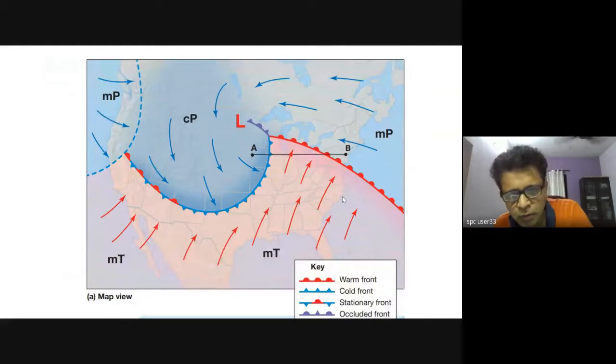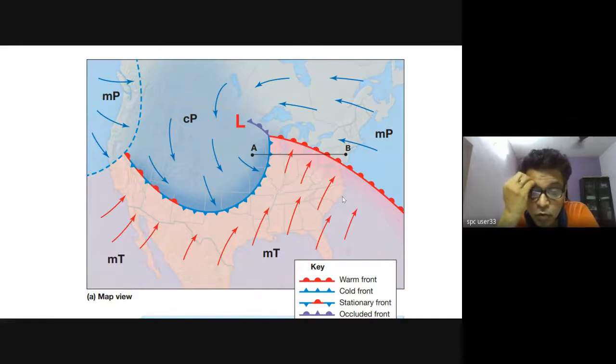What you see in front of you is basically a weather map. And what does it all show? Okay, let me just identify a few things for you all.